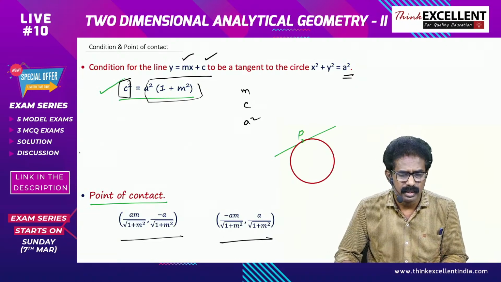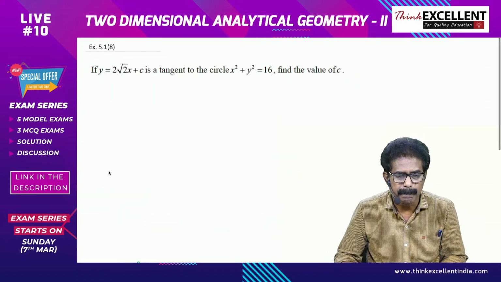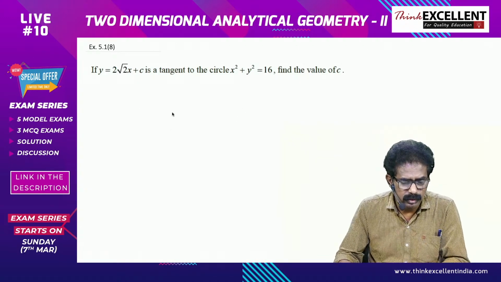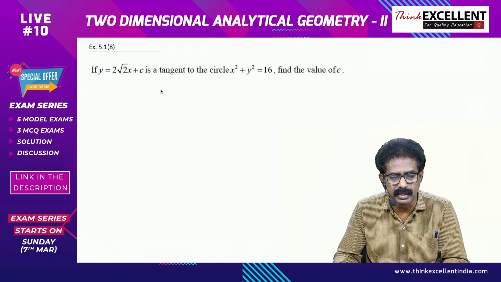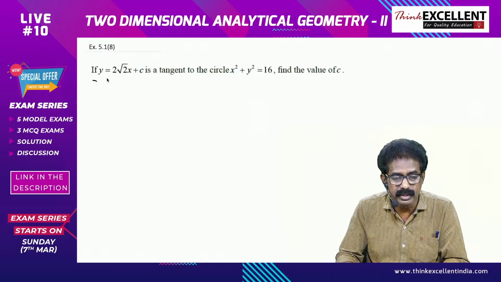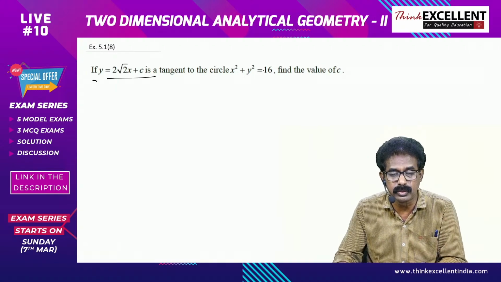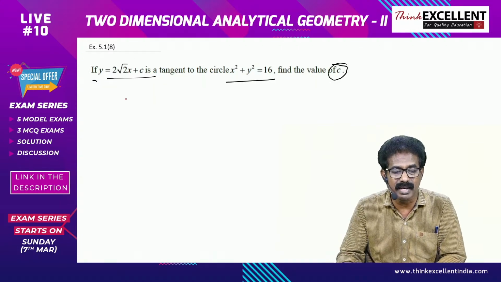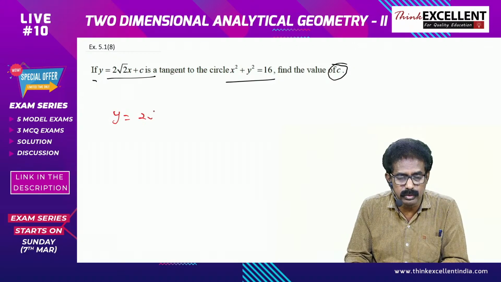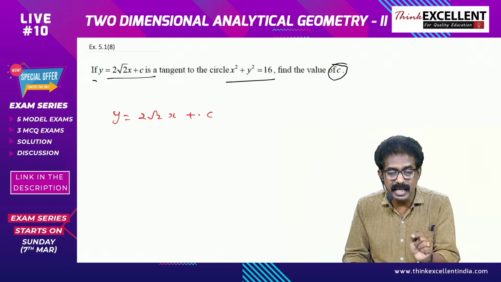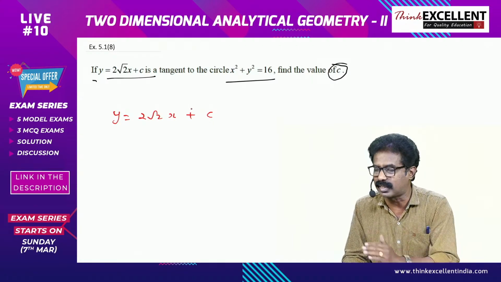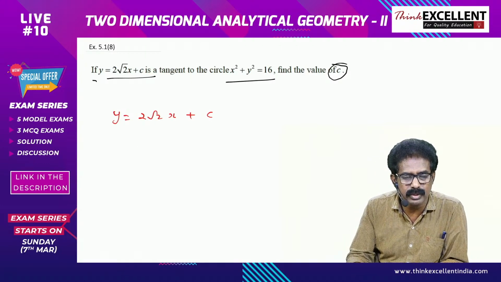Okay, now let's practice one question. See this question. Y equal to 2 root 2 x plus c is a tangent to the circle given. Find the value of c. We have to find the c value. This line y equal to 2 root 2 x plus c is a tangent to the circle. Tangent to a circle means it touches the circle.